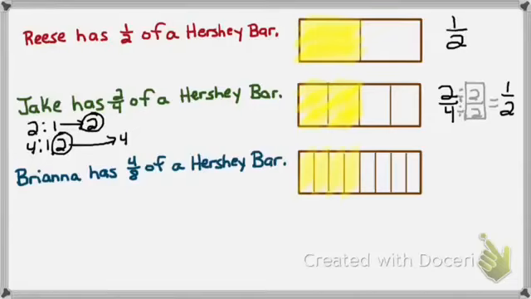Let's try simplifying Brianna's amount of chocolate. She has 4/8. So 4 is my numerator, 8 is the denominator. So let's go through the factors of 4. 1 and 4. Does 2 work? Yes, it does. 2 times 2. Oh, I'm done. Let's do the factors of 8.